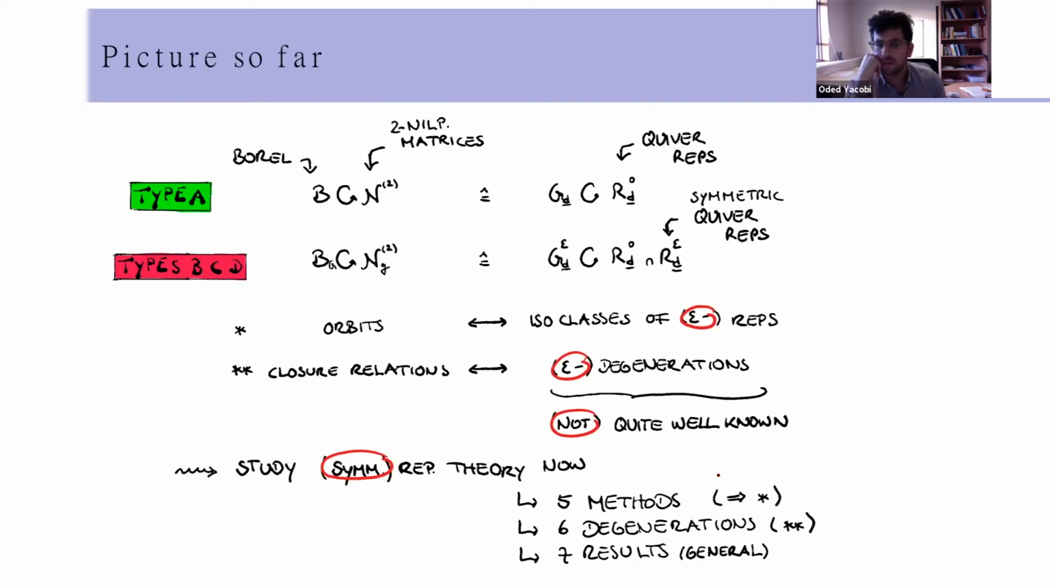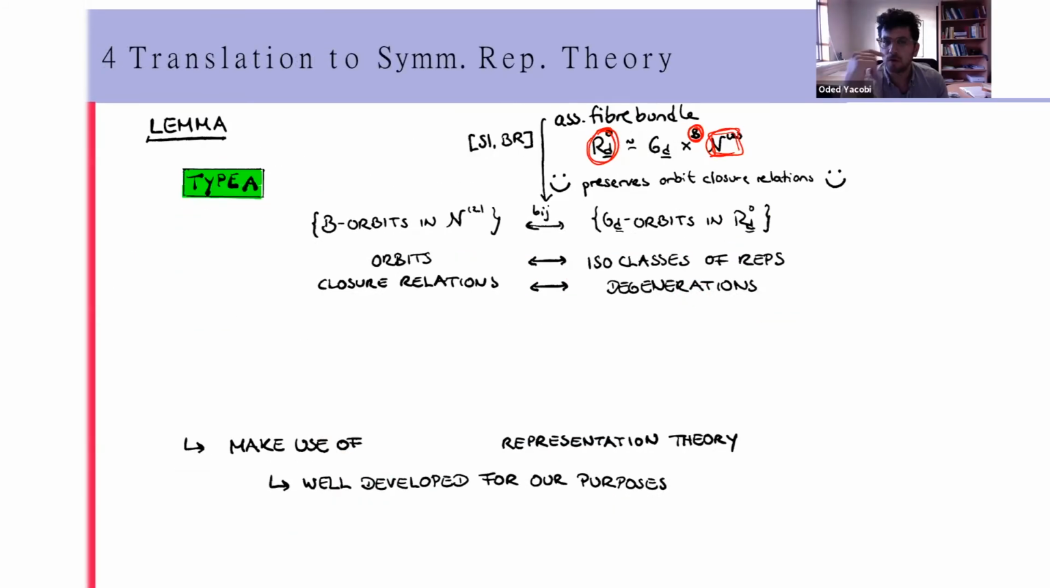Construction of the associated vector bundle. How does the Borel act on GD? Yeah. Wait, we go back. Just go back to the slide. There you go. We can go in type A, for instance. My question is, how does the Borel act on GD?